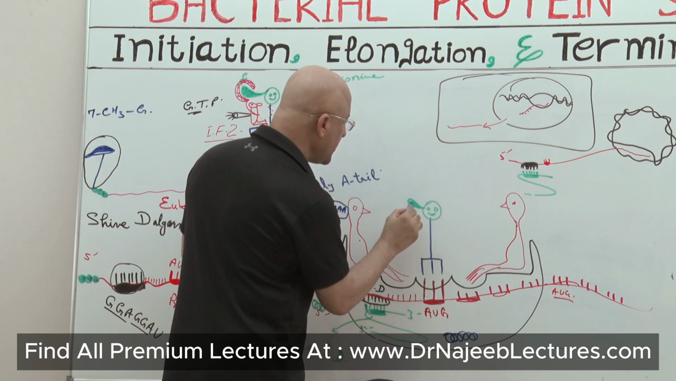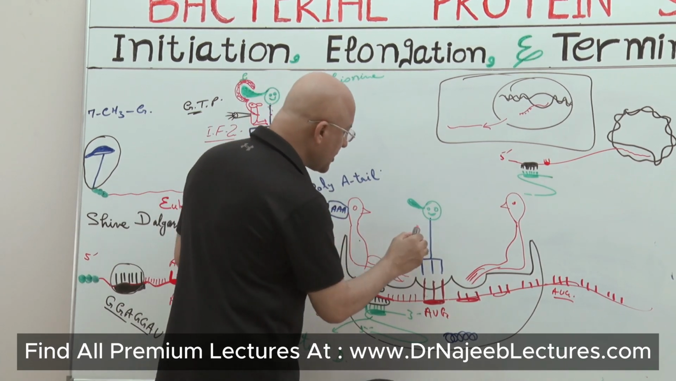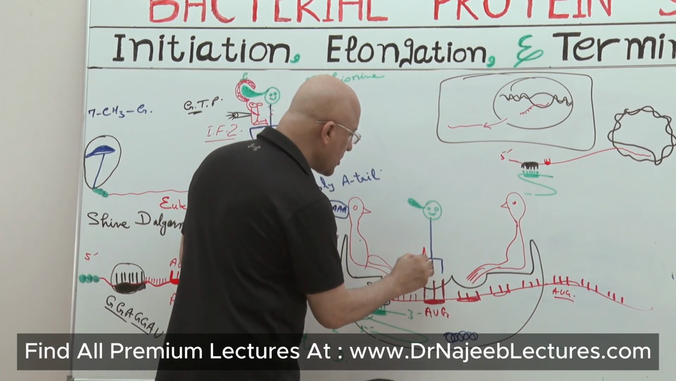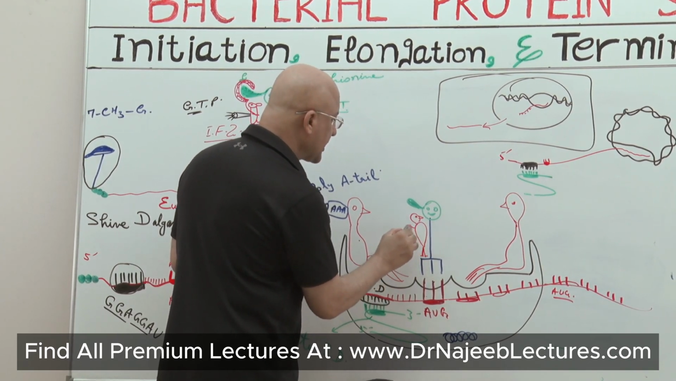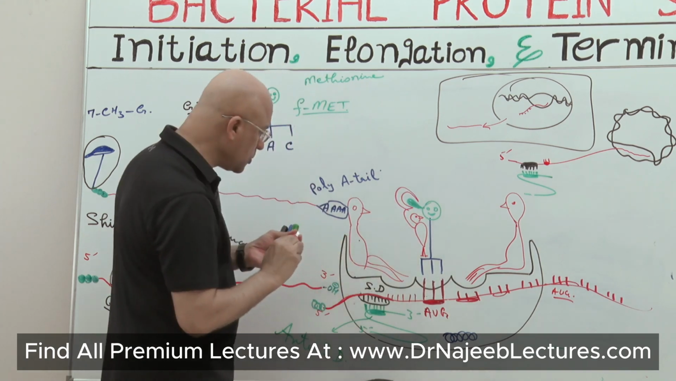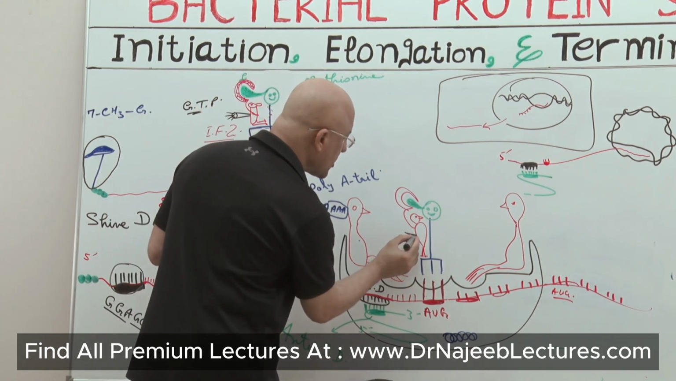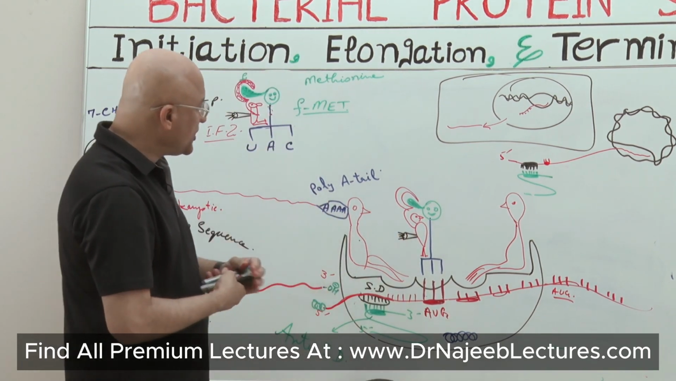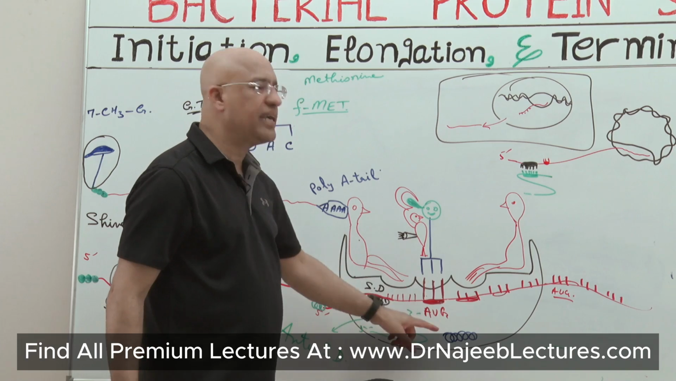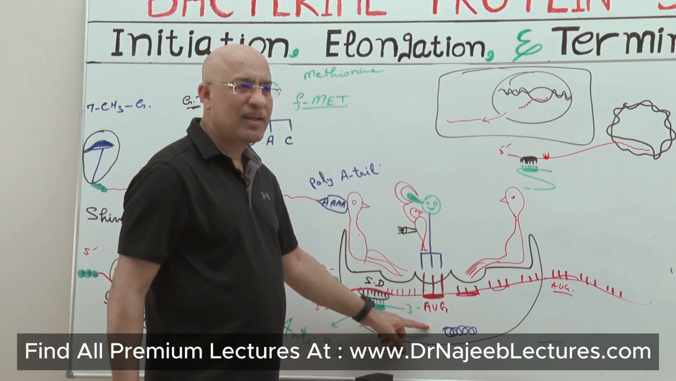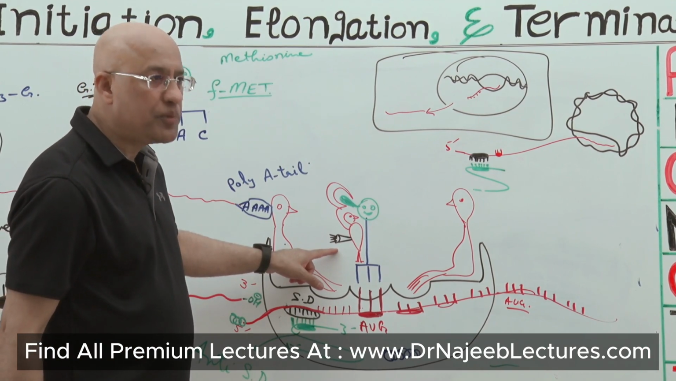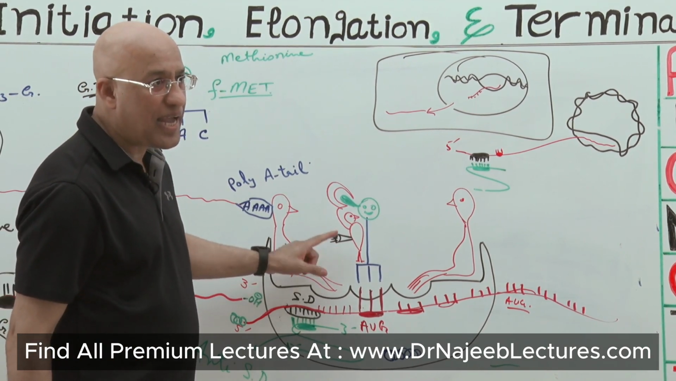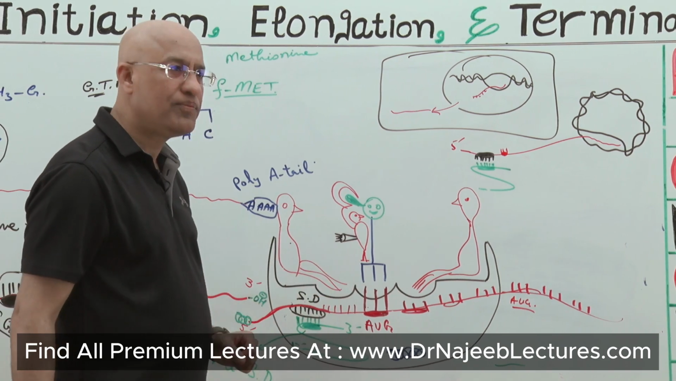N-formyl methionine. And what was here? Initiation factor number 2 with its GTP. So this initiation factor number 2 does not bind directly with 30S. Rather, it binds directly with the initiator formyl methionine transfer RNA. And its purpose is to bring that over here.